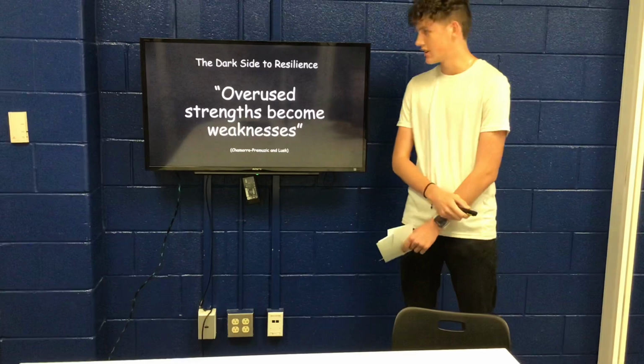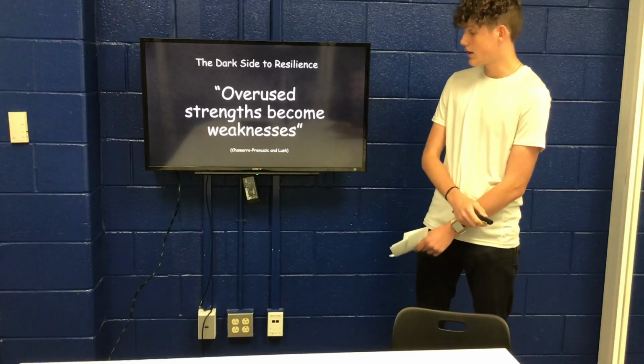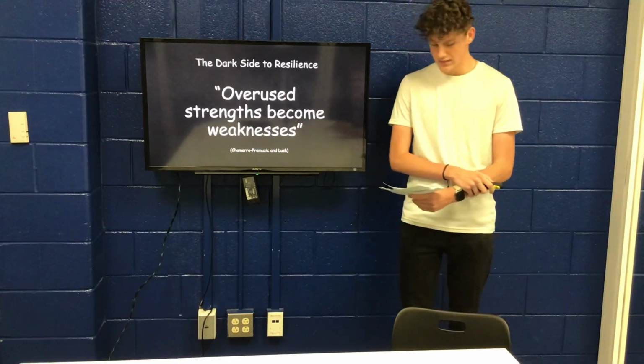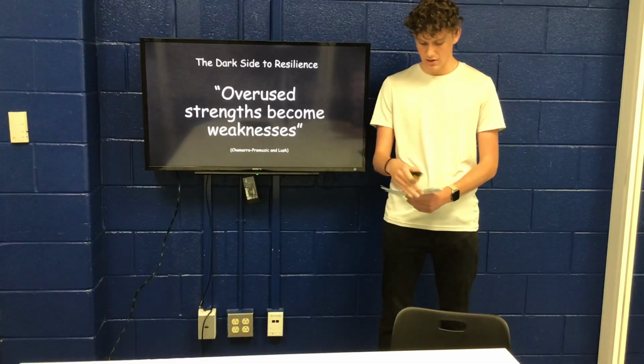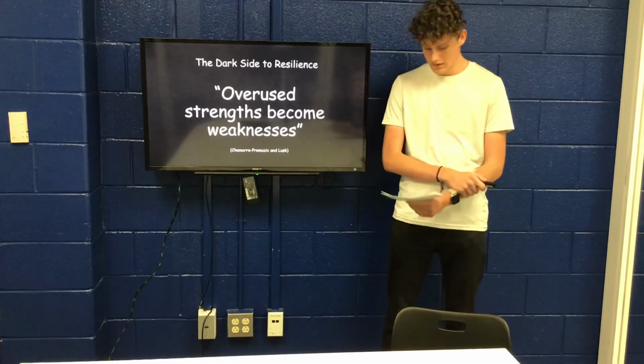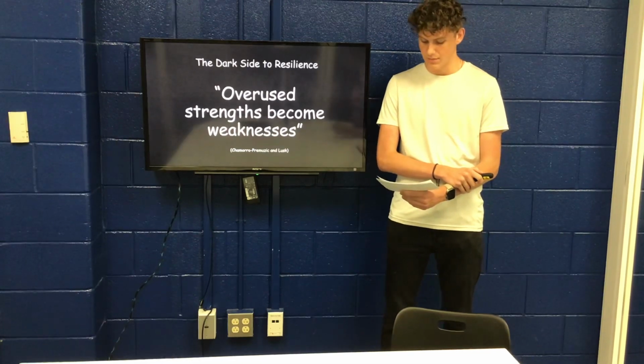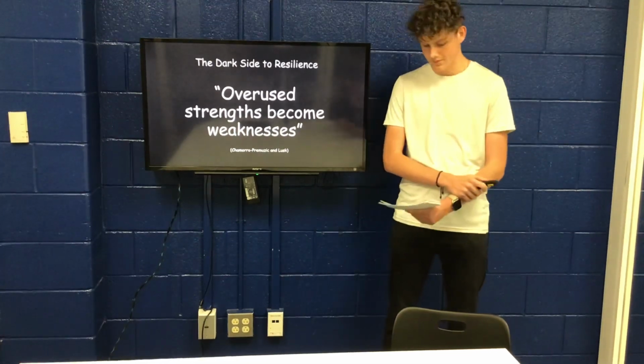The Dark Side of Resilience has a quote reading, "Overused strengths become weaknesses." This means defensive shields that people develop as a protection from difficulties and trauma can ultimately be harmful to them. The tolerance people build up to their environments may prove to be detrimental to them in the long run.